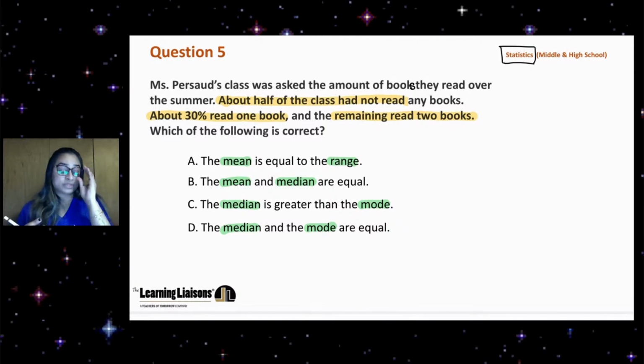So I have to get numbers in order to be able to use this information. I can't just figure it out without some concrete data. So we go back to our question and we go, did they give us any amount of students anywhere? Nope, they did not. Did they give us a specific number of students when they gave us the pieces? No, they said about half, about 30%, and the remaining. So we don't have anything to go off of. So the thing about that is we now have to create our own data.